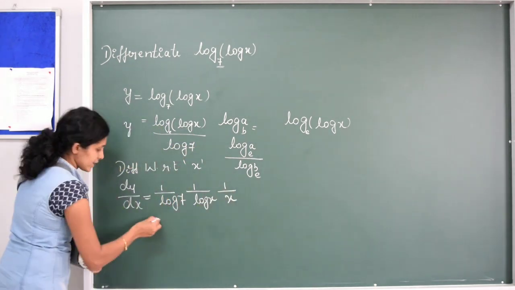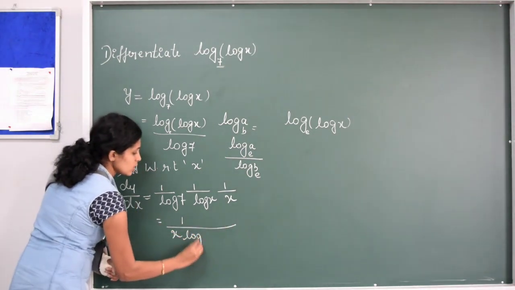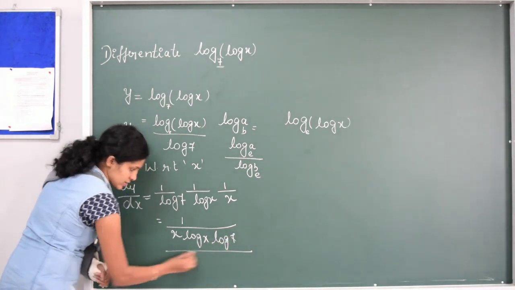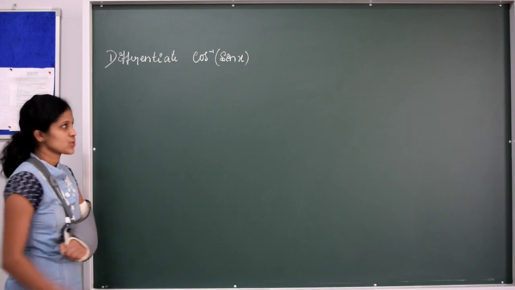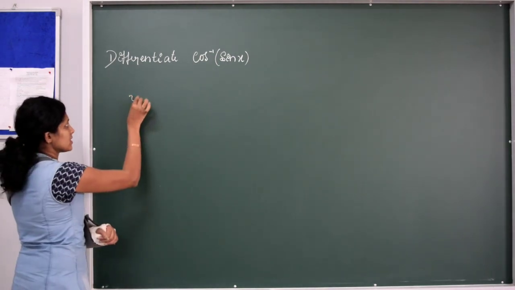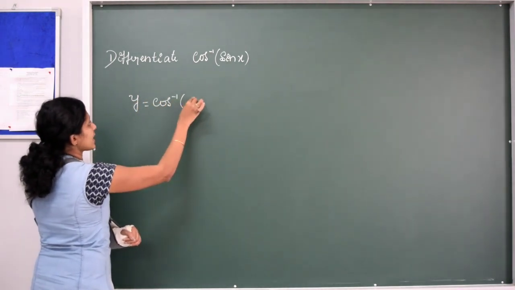Is it clear? Finally we arrange this one. This is 1 by x into log x into log 7. So this is the derivative of the given function. So the next question: differentiate cos inverse of sin x. First, you have to consider this as y, so y is equal to cos inverse of sin x.